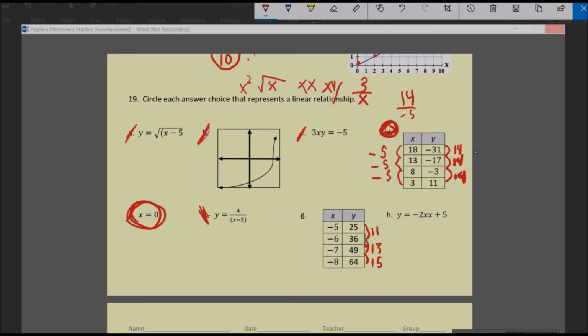Well, let's look at our x's. Our x's are going from -5 to -6. That is going down by 1. Negative 6 to negative 7, that's going down by 1. Negative 7, negative 8, that's going down by 1. So there's a constant rate of change there.